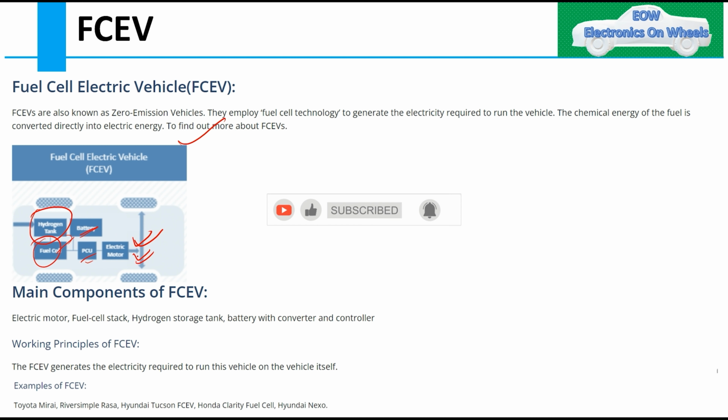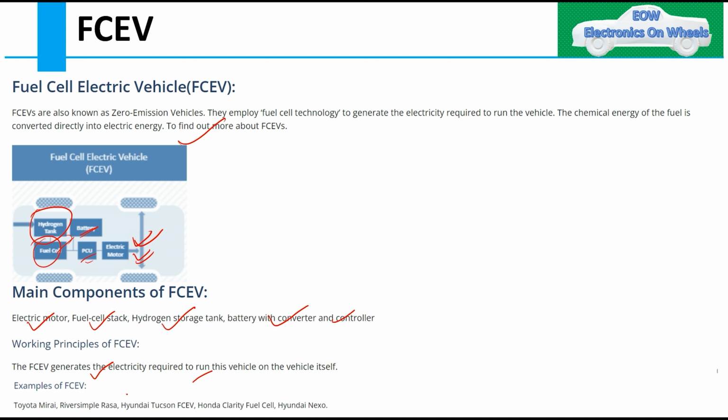So the concept is the same, but instead of taking electricity from the charging station, you are using a hydrogen tank, and you are converting the chemical energy into electrical energy. So here also you will have an electric motor, fuel cell stack, hydrogen storage tank, then battery, converter and controller. These are the basic components. FCEV generates the electricity required to run the vehicle on the vehicle itself.